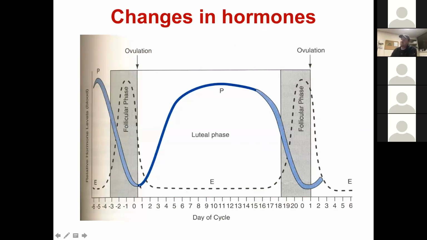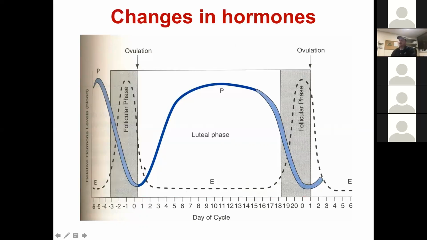So you'll see this increase. So we get out here to day 5, 6, 7. This is where we've got peak progesterone concentrations, okay? So you'll see that it slowly builds up because it takes a couple days for that tissue to build up in there and start producing a lot of progesterone.